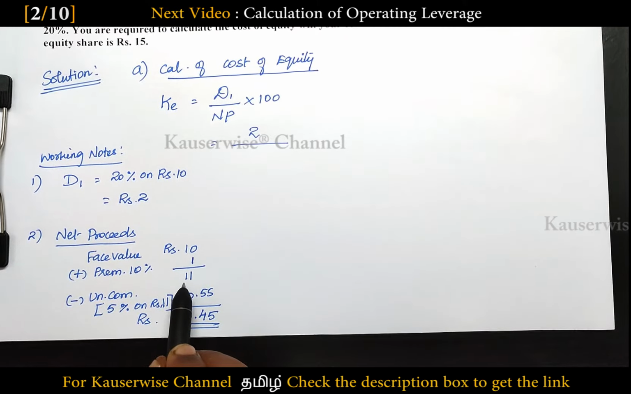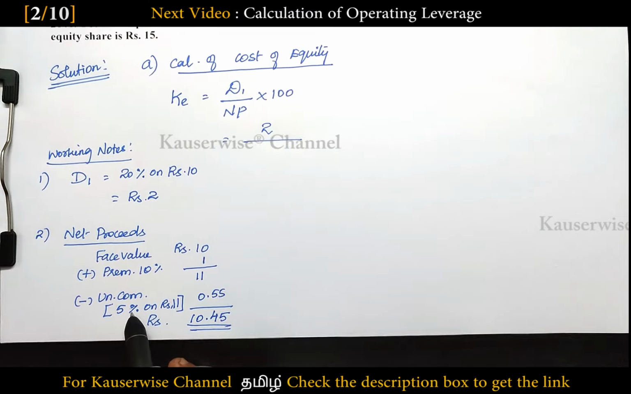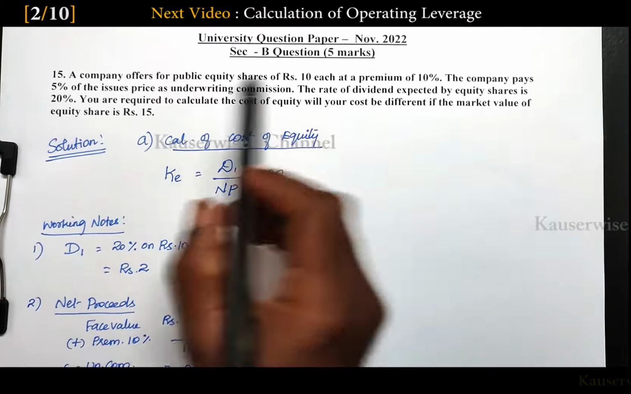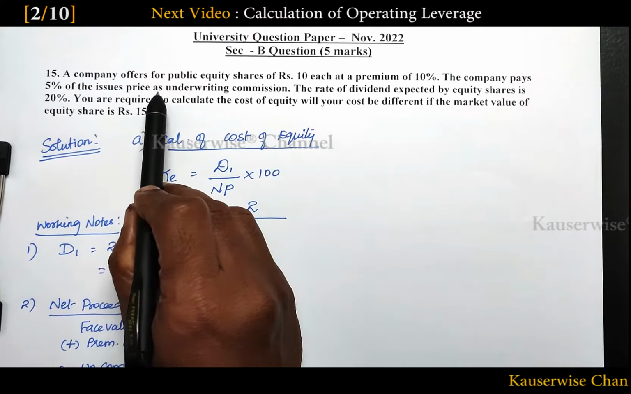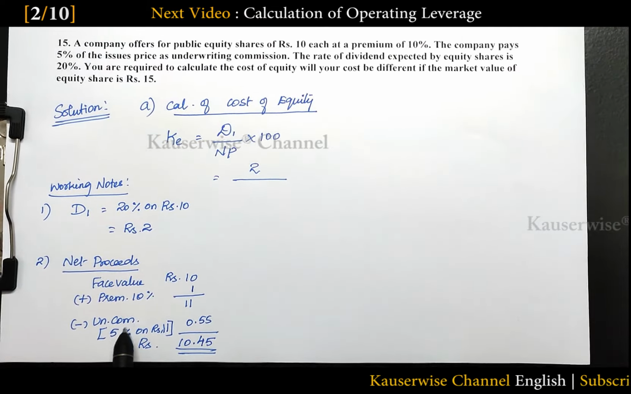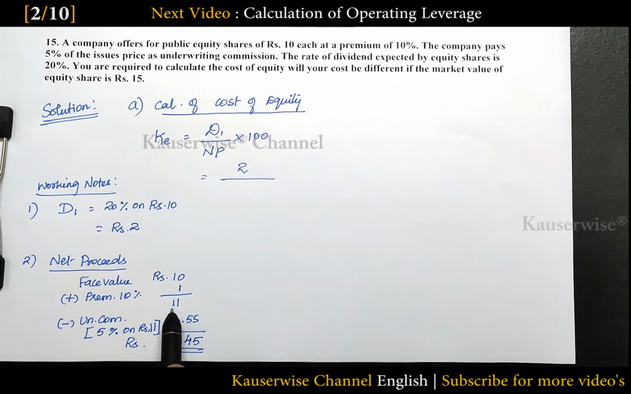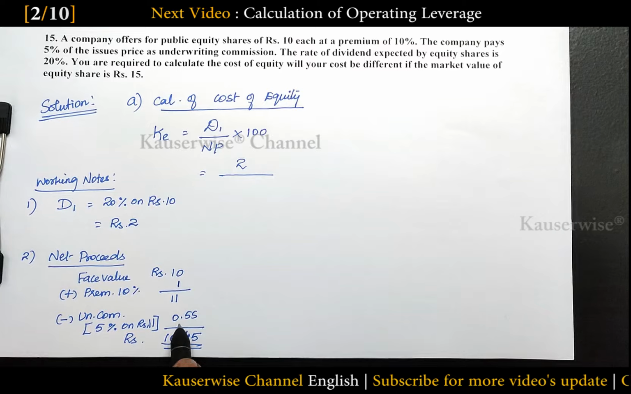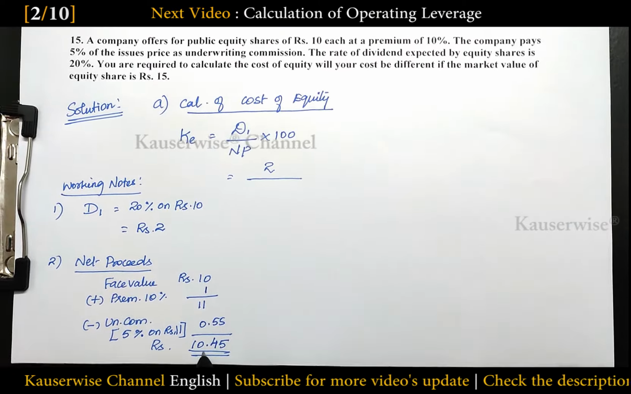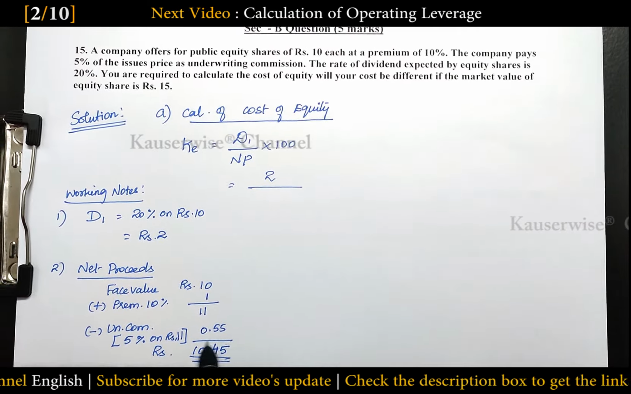This is issue price. Now we need to subtract underwriting commission because in this problem they have given 5% underwriting commission. See the problem. The company pays 5% of issue price as underwriting commission. Okay. So we need to subtract underwriting commission 5% on issue price. So issue price how much? 11 rupees. No. So 5% on 11 rupees. You will be getting 0.55 paise. Now subtract this value from 11. You will be getting net proceeds as 10 rupees 45 paise. Okay. So this is net proceeds.